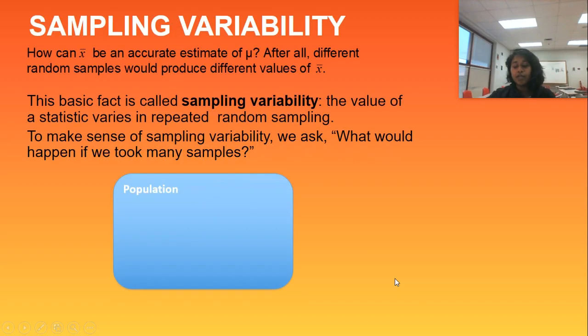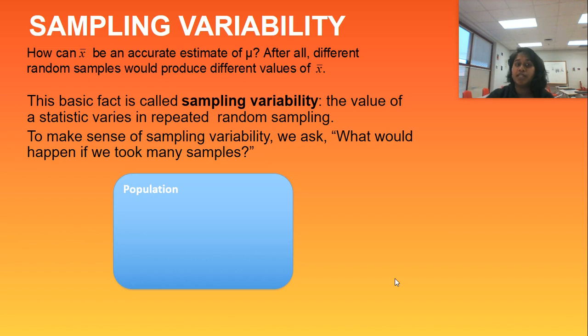All right, welcome back. We're going to do part two, talking about sampling variability and sampling distribution. So, how can x bar, the sample mean, be an accurate estimate of the population mean? That's what that first little section is saying.